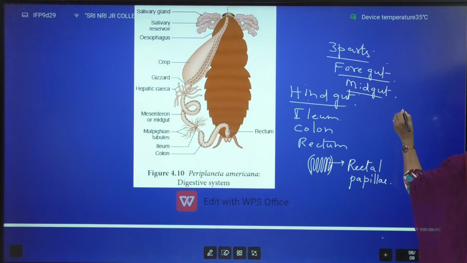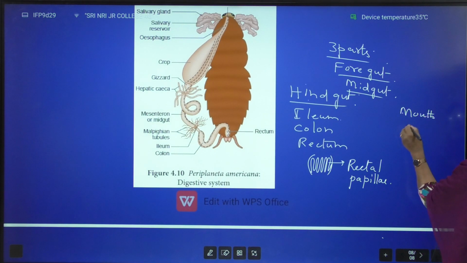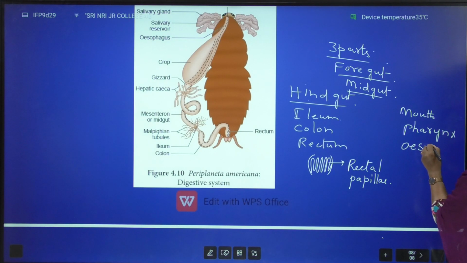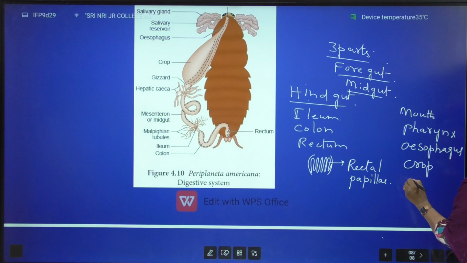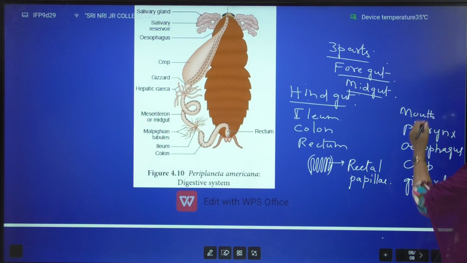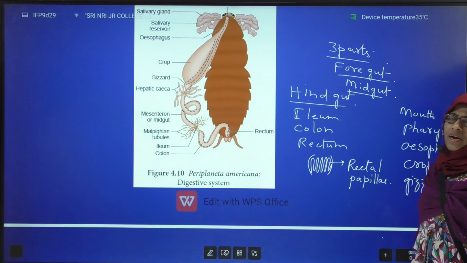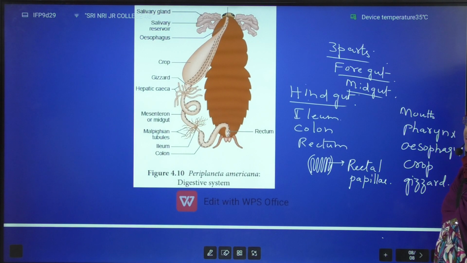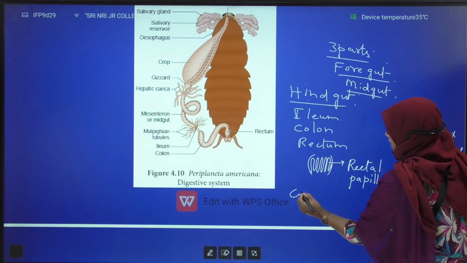Foregut consists of mouth, pharynx, esophagus, crop and gizzard. The cavity which is present in front of the mouth is called the preoral cavity. This preoral cavity is divided into two parts, anterior part and posterior part, by the hypopharynx. Hypopharynx is nothing but the tongue. This hypopharynx divides the preoral cavity into two parts, that is sibarium and salivarium.